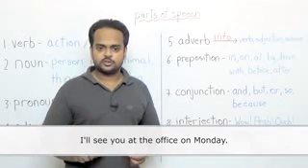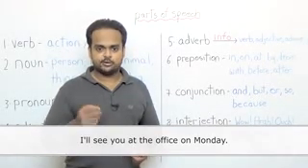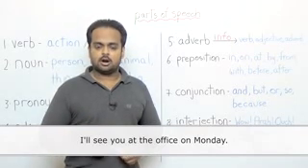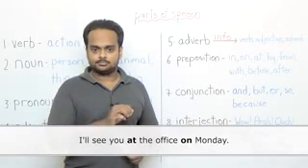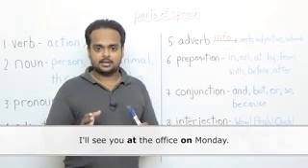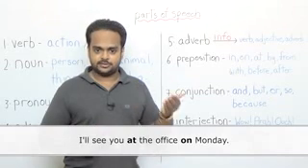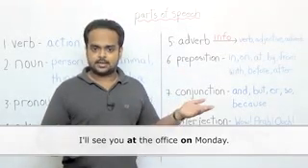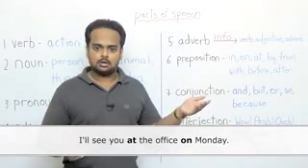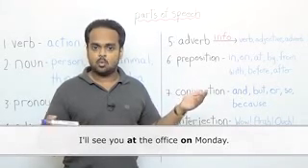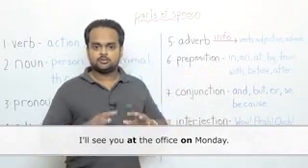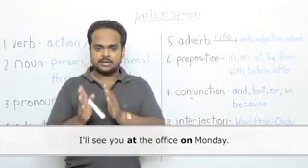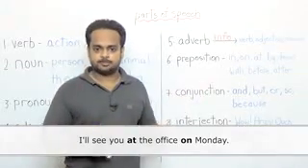There are two prepositions in this sentence. Can you say which those are? The prepositions are at and on. The first preposition, at, shows us the place. Where? At the office. And the second preposition, on, shows us the time. When? On Monday. So that's what prepositions do. They help us to show relationships in time, place, and position.